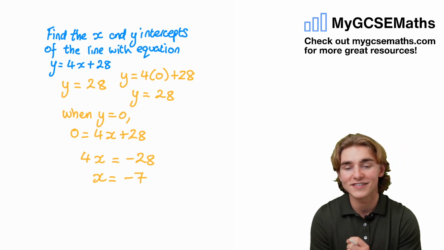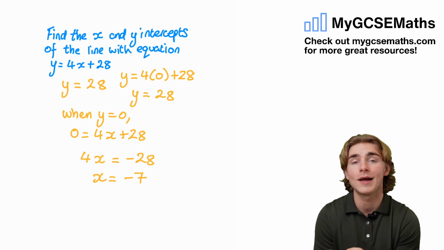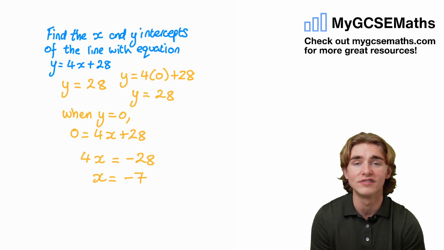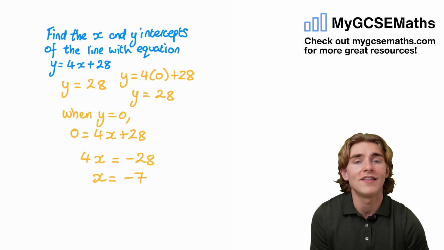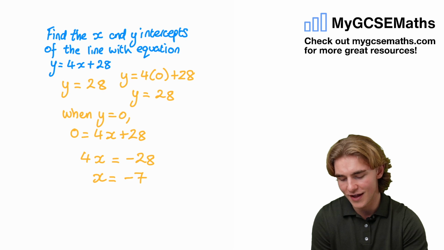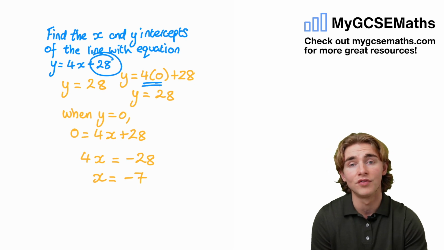So, finding the x and the y-intercepts. To find the x-intercept, we substitute in y equals 0 and solve. To find the y-intercept, we substitute in x equals 0 and solve. However, in the case of the y-intercept, this middle term is always just going to cancel down into nothing, so we can think of it as just taking the number on the end.